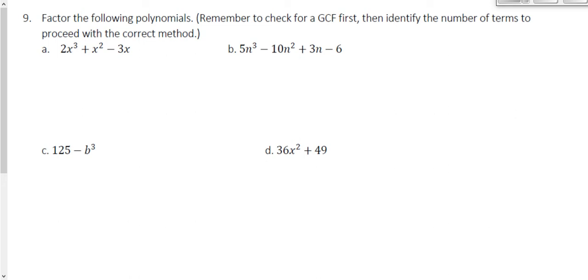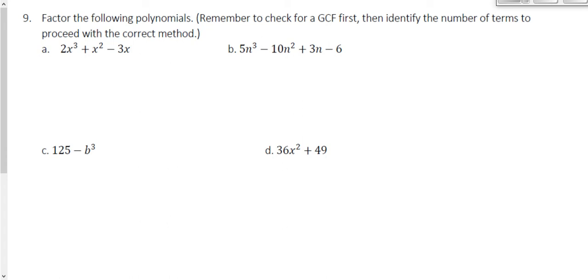So remember, if I see 2 terms, it's probably a special case. If I see 3 terms, it's probably a T-chart. If I see 4 terms, I probably have to do grouping. So let's take a look here and see if that's true. Our first problem, example A, has 2x cubed plus x squared minus 3x.